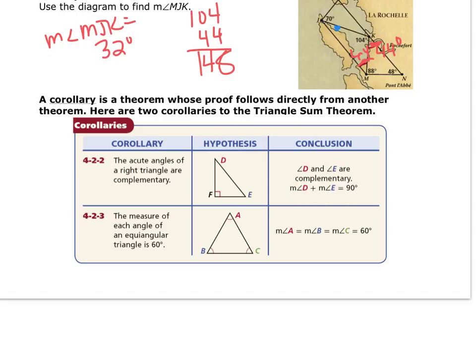So we could really speed up the process. If we were trying to find angle D or E, we wouldn't have to worry about including the F in our calculation. We could just do angle D plus angle E is 90. Second one is the measure of each angle of an equiangular triangle is 60. So if I know all three angles are the same, and I know that all three angles add up to 180, well, if I take 180 and divide it by 3, I get 60.